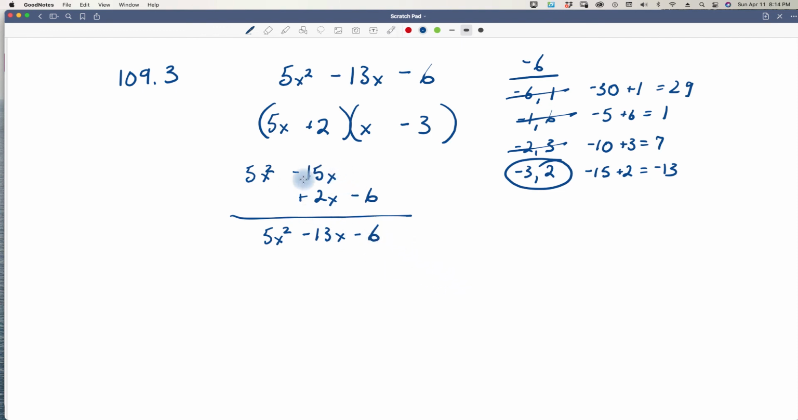So when combined, these two make negative 13x, which matches up here. So this factorization is correct.